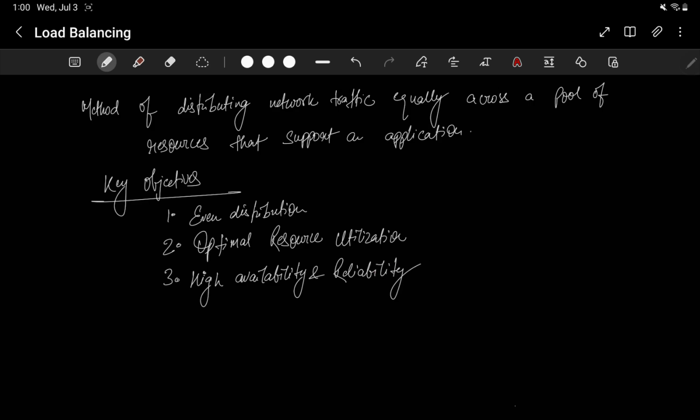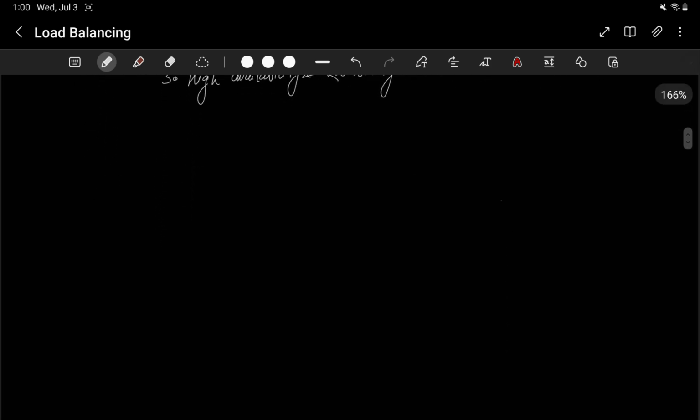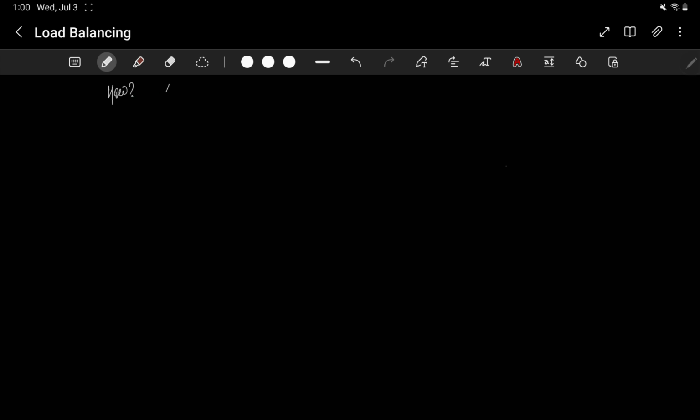High availability and reliability, right? So this is the definition of load balancing and why we need load balancing. But now we have why and what. Another question is how. It means we need to know how load balancing happens. So for that, the topic is load balancing strategies. What are the different strategies employed for load balancing?